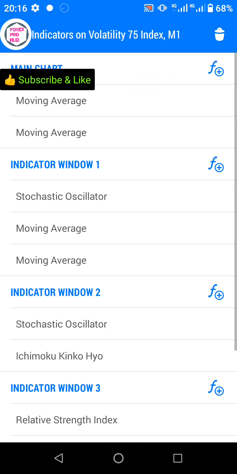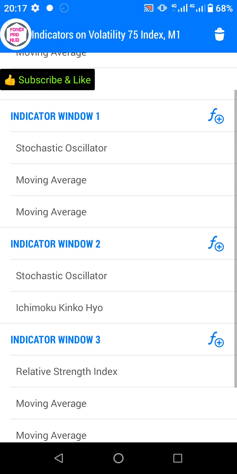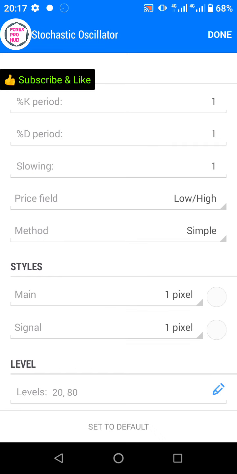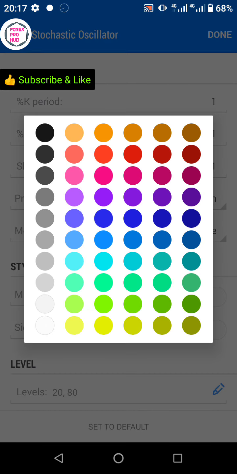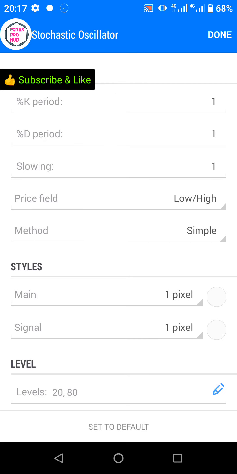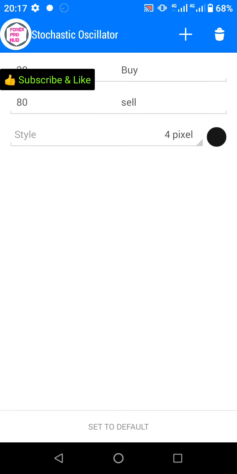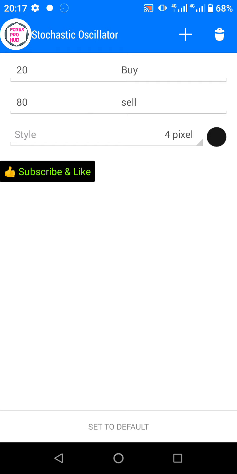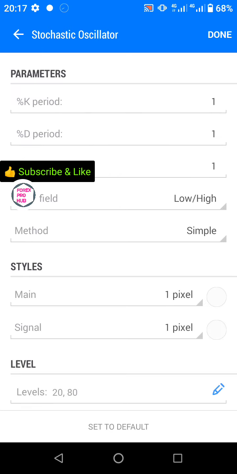Then click on done. Now on indicator window 1, the first indicator is stochastic oscillator. The setup is 1111, and then price field is low high, method is simple, style is 1 pixel, and then color of your screen; my screen color is white, that's why I'm using white. I want it to be not visible. And then level is level 20. Level 20, as you can see here, is buy, while level 80 is sell, and then return, and then click done.